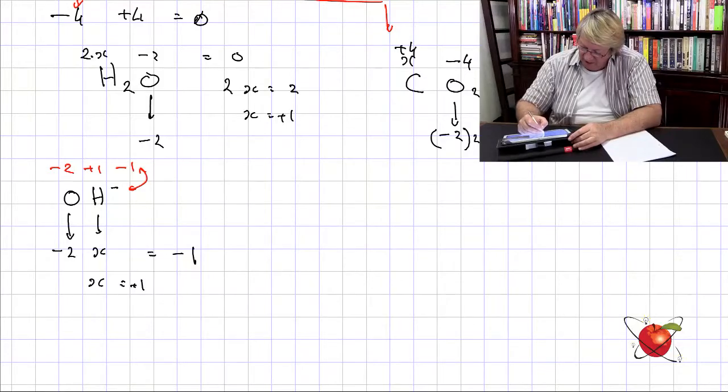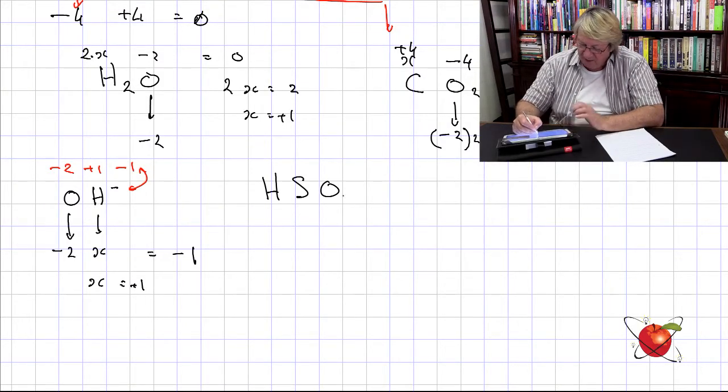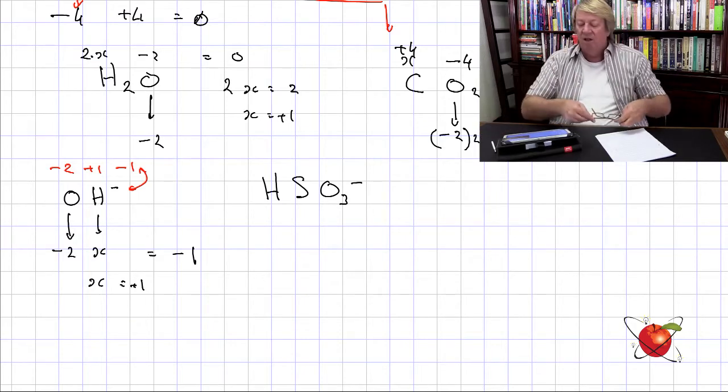Bisulfite. Now you say, okay, HSO3 minus. Okay? Now we're going to assign oxidation numbers to this.